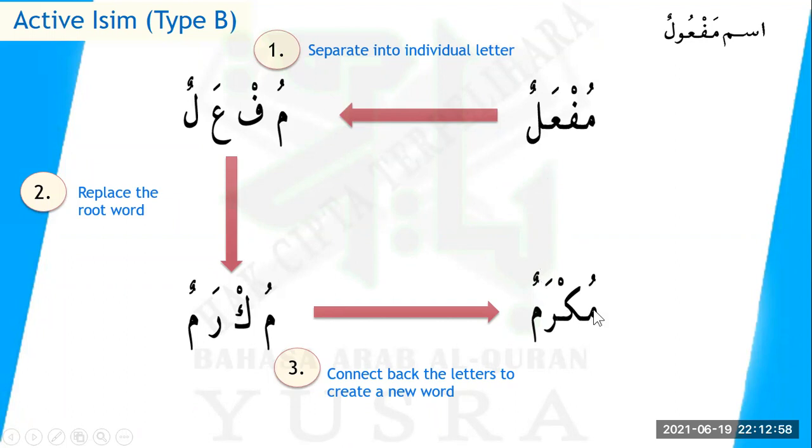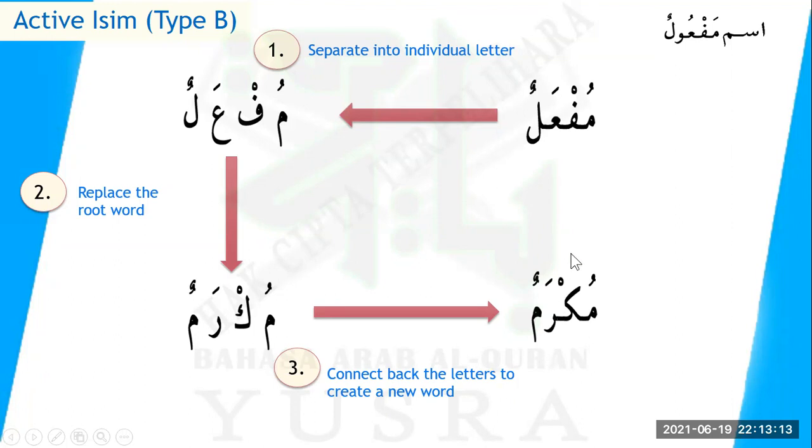Mukramun, this one we call the passive one, the one being honored. The previous one, mukrimun, is the one who honors. Mukramun is the one being honored. This is the passive form.